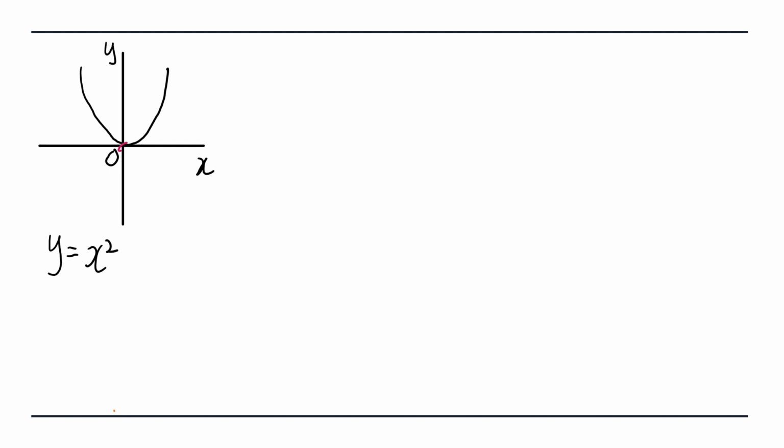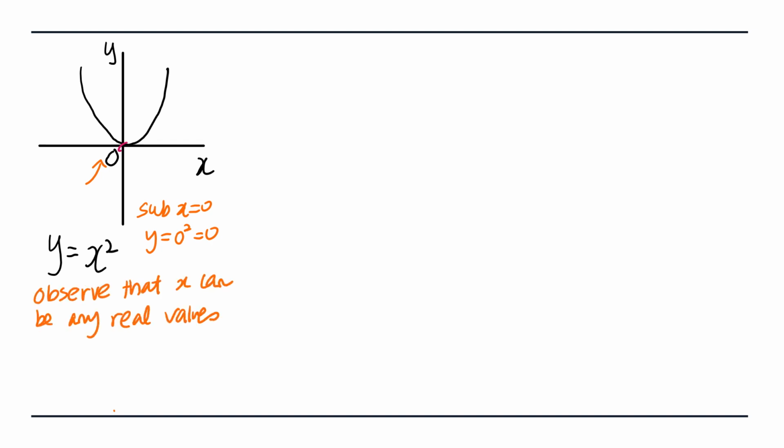Right, so let's look at this curve here. This curve is y equals x squared. When you substitute x equals 0, what you get for y will be 0 squared, which is 0. So that explains why the curve cuts through the origin. We observe that x can be any real value. That means you can substitute x to be -1, -2, -4, -1.26, or positive 1.26. Your x can be an integer, a rational number, any real number.